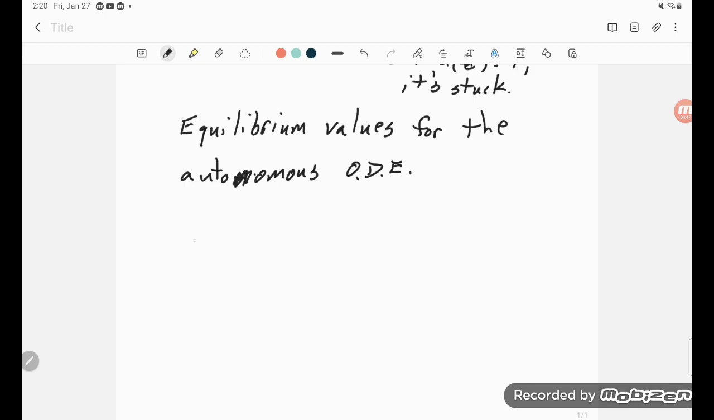That would be simple enough if I had something like u prime of t is equal to u squared minus 1. Then when I set that equal to 0, I would get u equals plus or minus 1. And so we still have this first order equation, but it's nonlinear, and so we would have equilibriums here at u equal plus and minus 1.